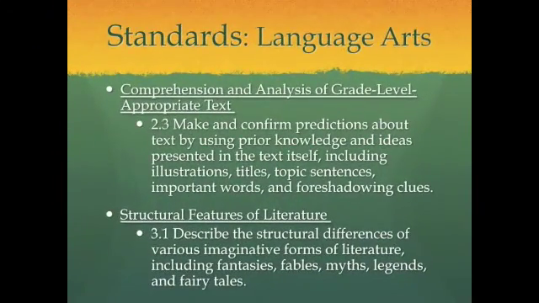Moving on to the language arts standards addressed in this unit, we have comprehension and analysis of grade level appropriate texts. Students will make and confirm predictions about text by using prior knowledge and ideas presented in the text itself, including illustrations, titles, topic sentences, important words, and foreshadowing clues. Also, students will take a look at the structural features of literature. Students will describe the structural differences of various imaginative forms of literature, including fantasies, fables, myths, legends, and fairy tales.